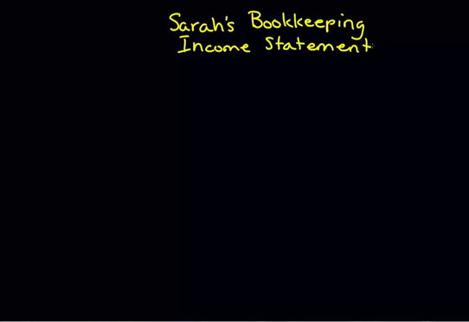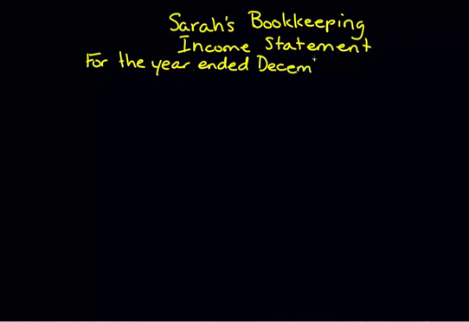The next thing that we're going to write is the date or the period of time. An income statement is always for a period of time. So your income statement should either have for the year ended and then the date, or for the month ended and then the date. It depends what period of time you're looking at. For this income statement here, let's pretend that we're looking at for the year ended. So we're making an income statement for Sarah's Bookkeeping for the year ended December 31st, 2014.